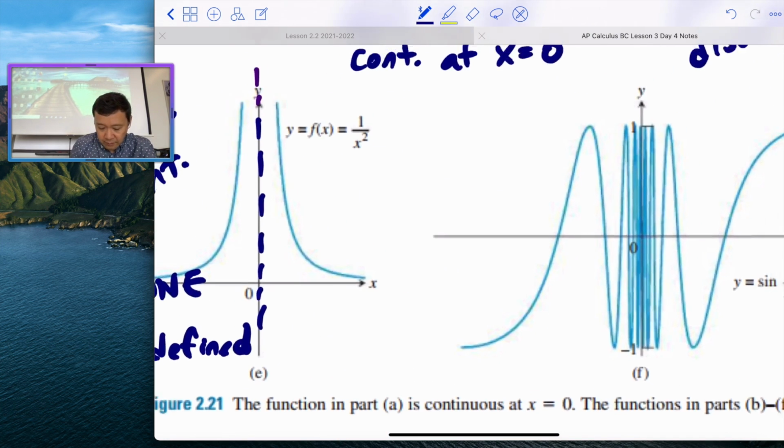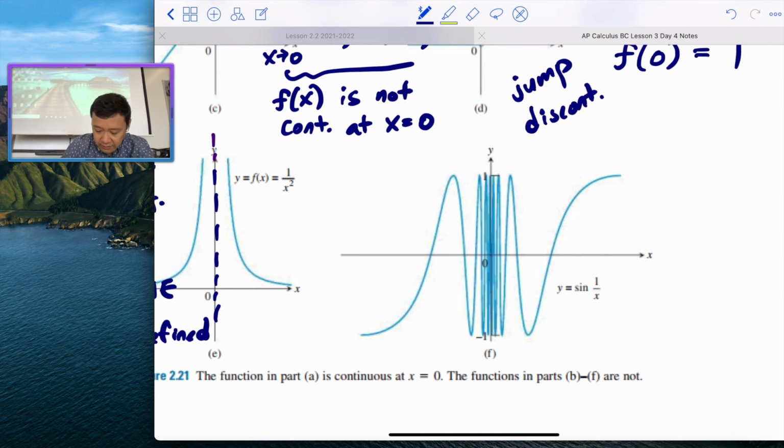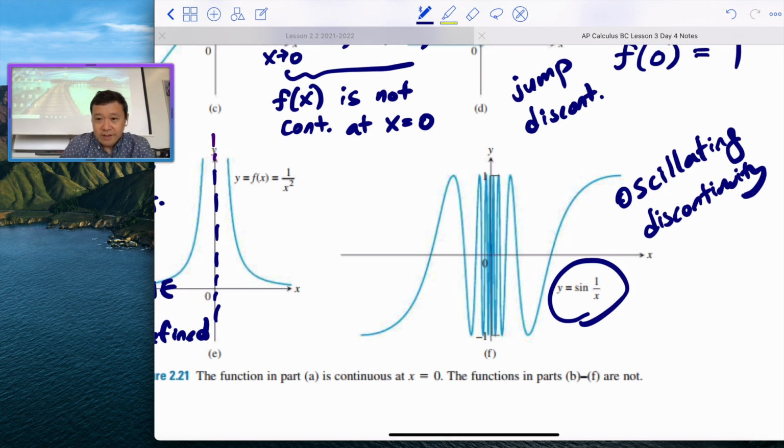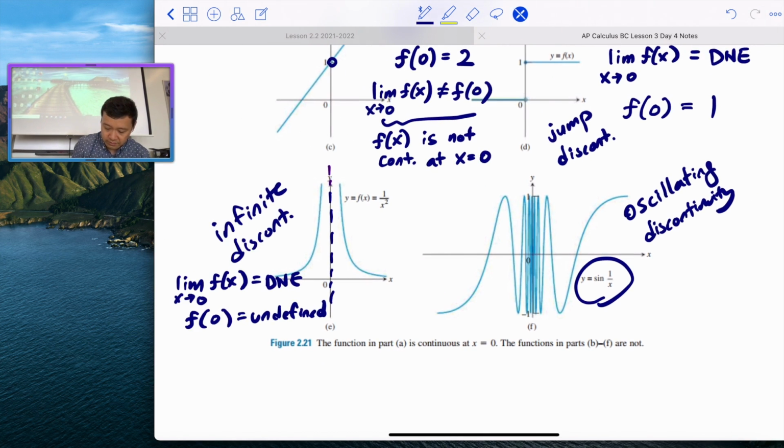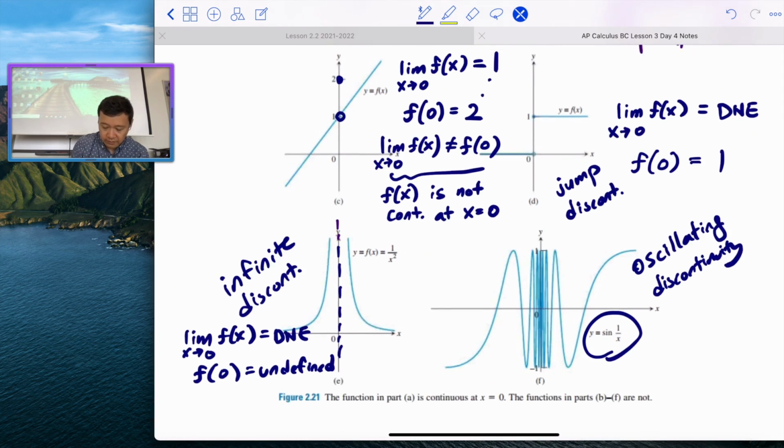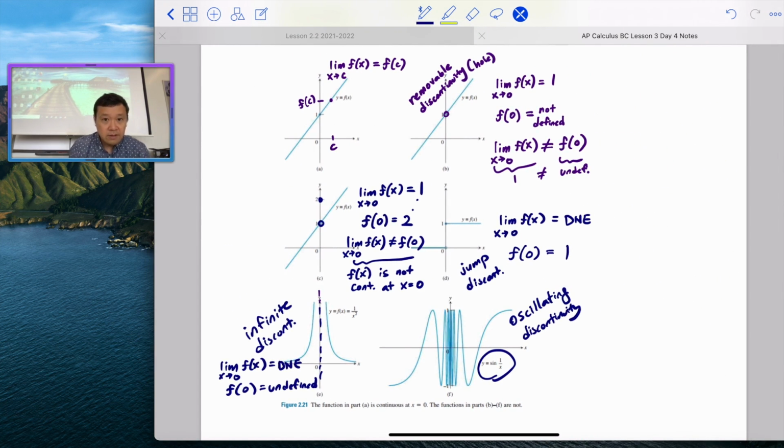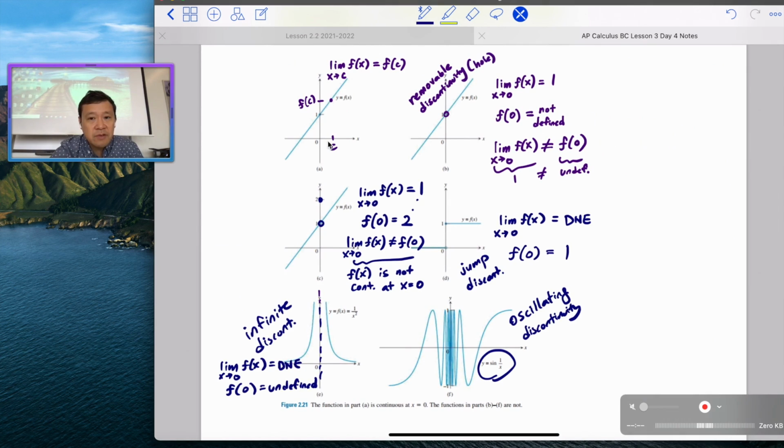Similarly, we have a rare case. The last one is an example of an oscillating discontinuity. You will not see this too often, but this is a favorite example of many textbooks. They like to illustrate this using sine of 1 over x. So this is your summary of something that is continuous at point c and something that is not continuous at point c, or at a particular x value right there.